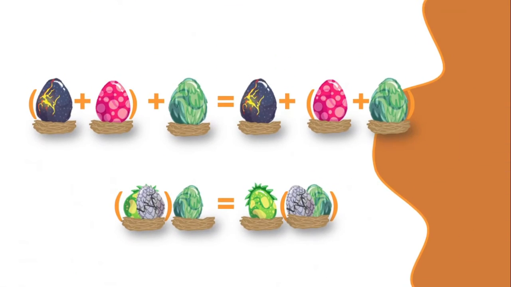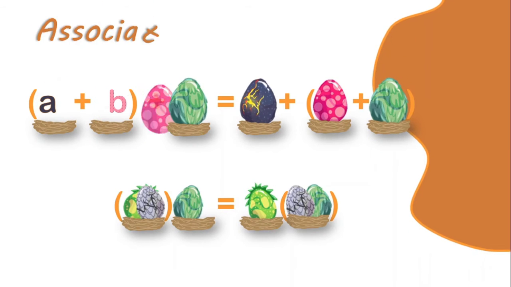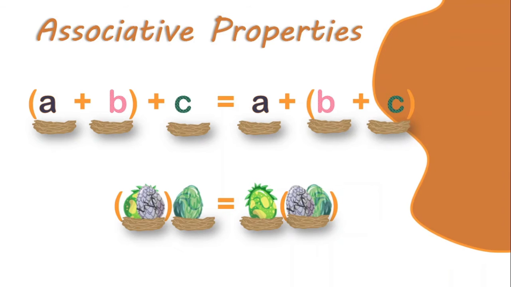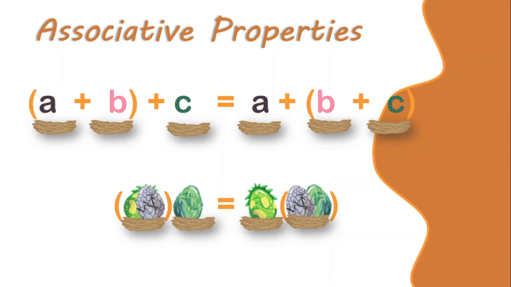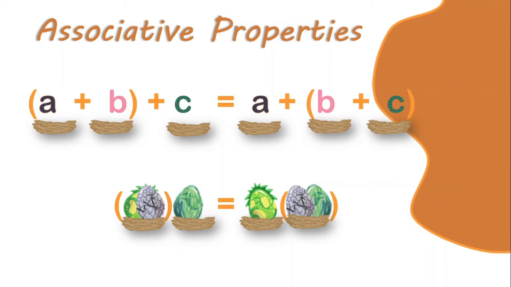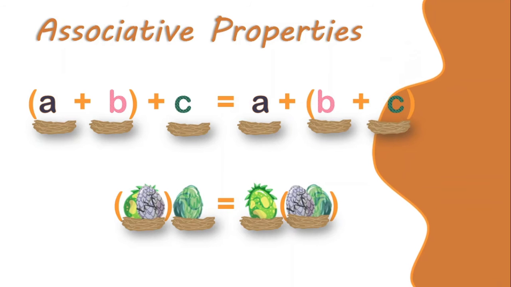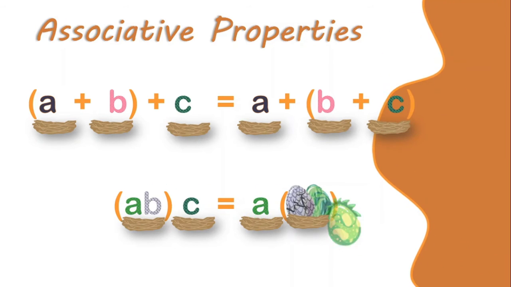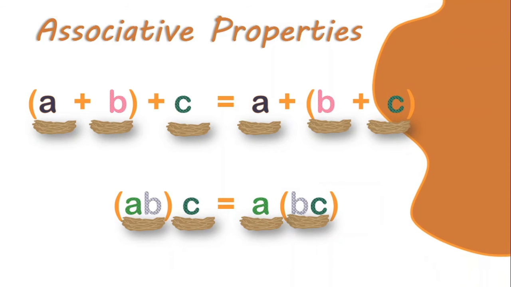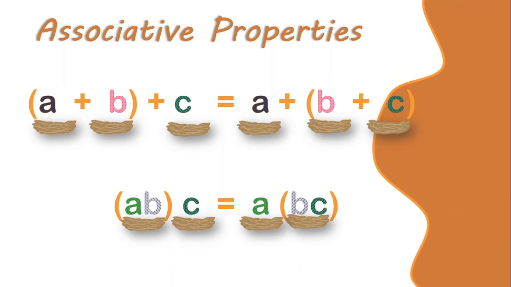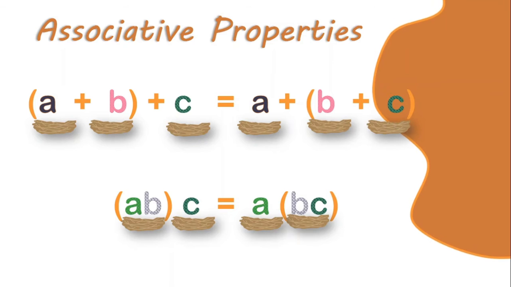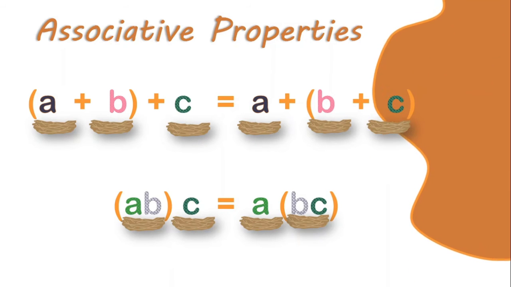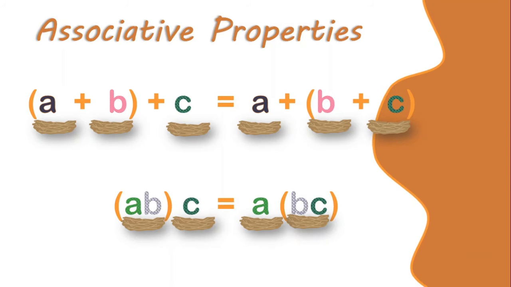Associative properties. For addition, when we add three numbers, it doesn't matter which two we add first. For example, the sum of 2 and 4 and the sum of 7 is equal to the sum of 2 and the sum of 4 and 7. For multiplication, when we multiply three numbers, it doesn't matter which two we multiply first. For example, the product of 3 and 7 and the product of 5 is equal to the product of 3 and the product of 7 and 5.